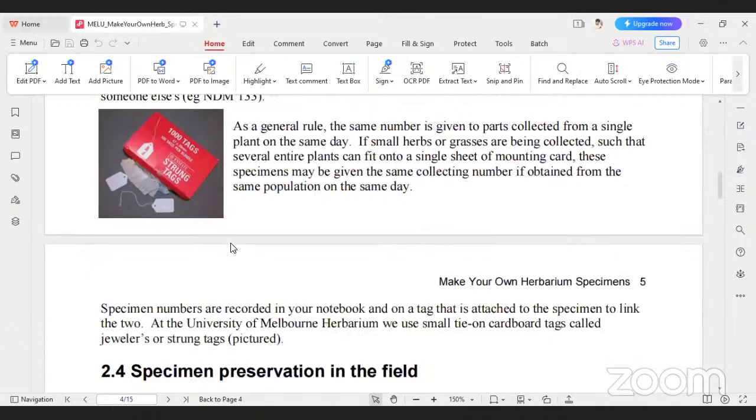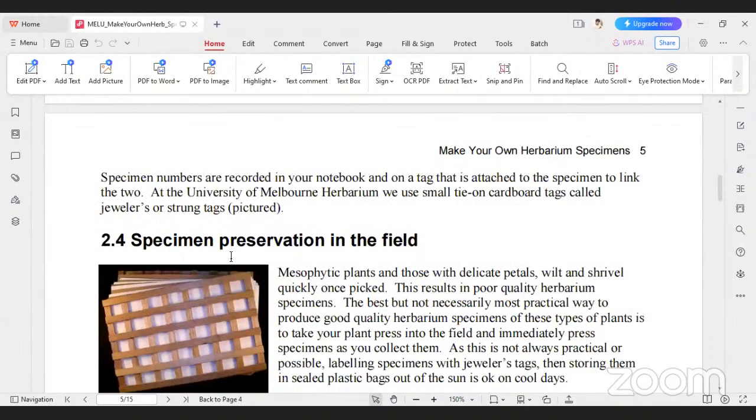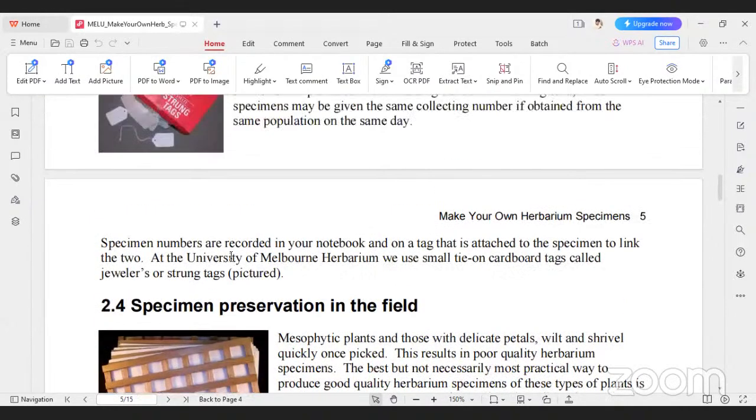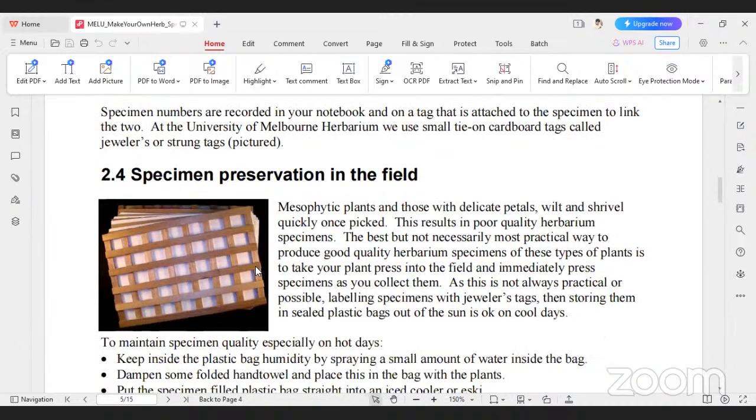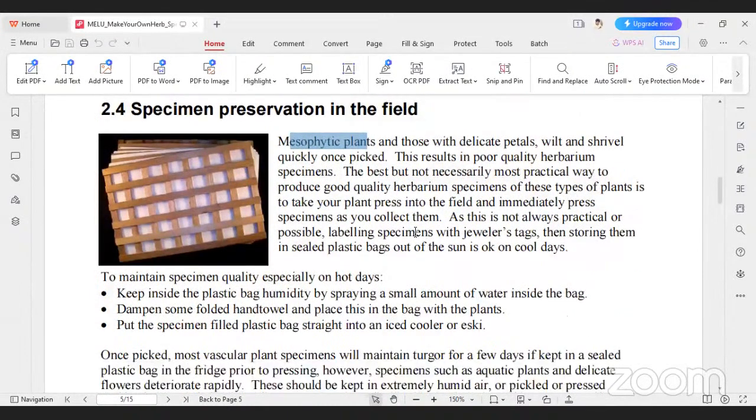Next one. After collecting and labeling, the specimen is preserved in the field. Here, given a mesophytic plant with delicate petals, several are picked. This results in poor quality herbarium specimens. So when it is tender, it is not optimal for preparation of a herbarium.